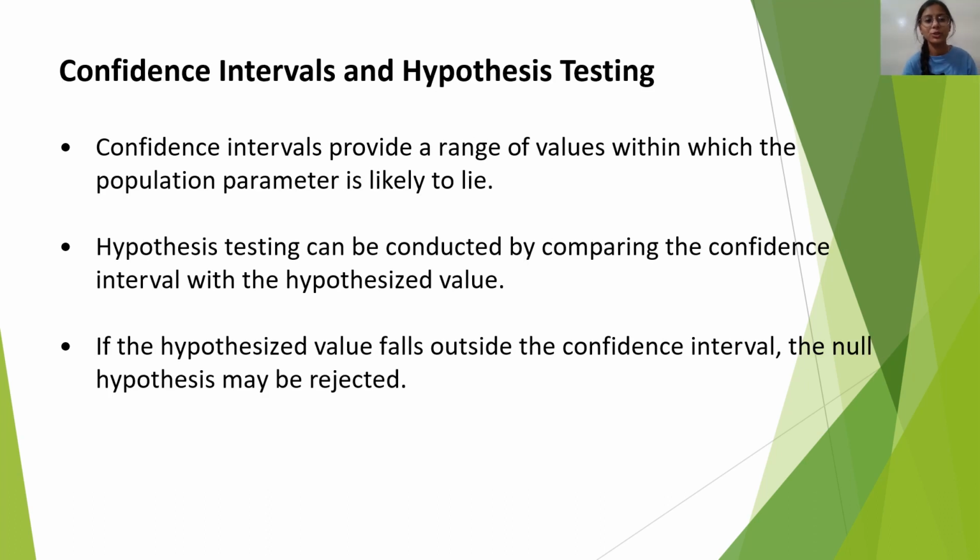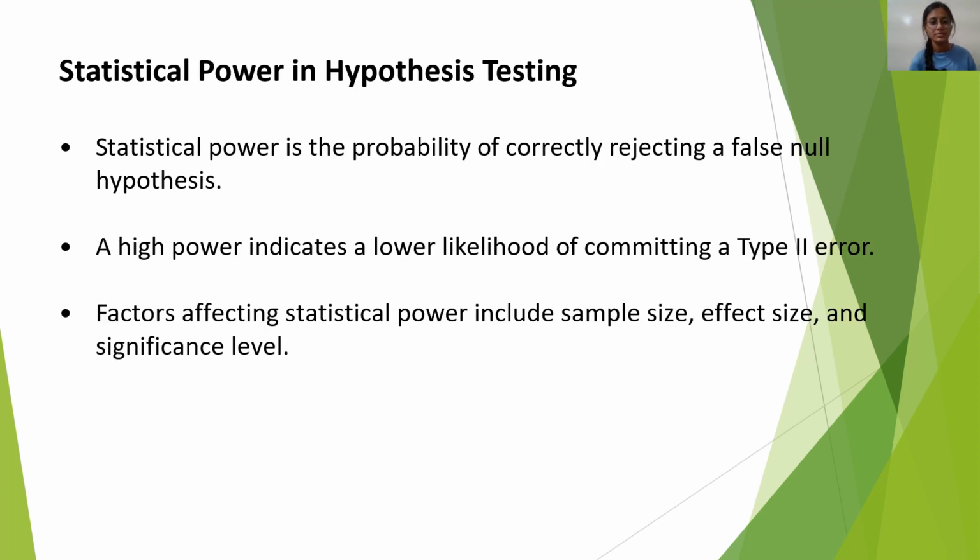Now, let us move to the confidence intervals and hypothesis testing. Confidence intervals provide a range of values within which the population parameter is likely to lie. Hypothesis testing can be conducted by comparing the confidence interval with the hypothesis value. If the hypothesis value falls outside the confidence interval, the null hypothesis may be rejected.